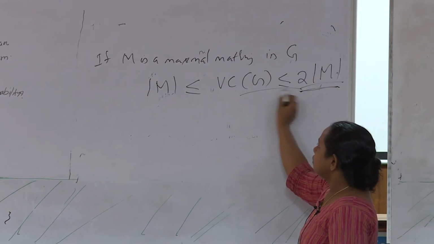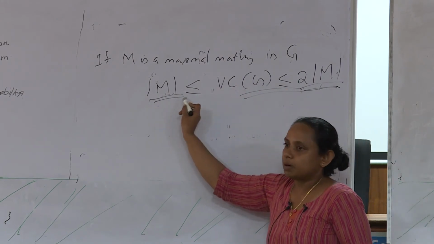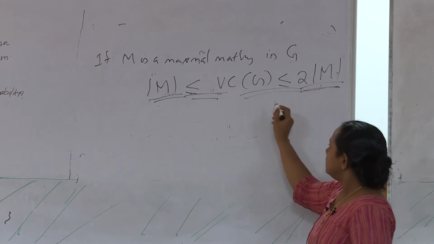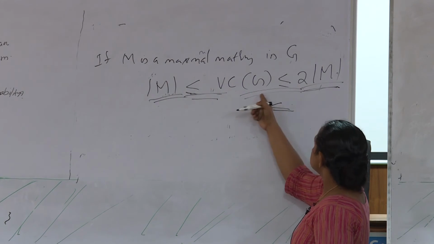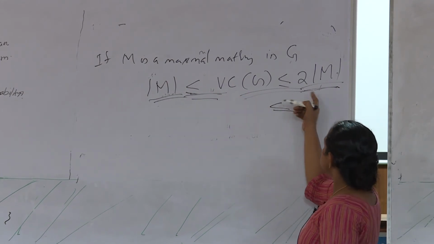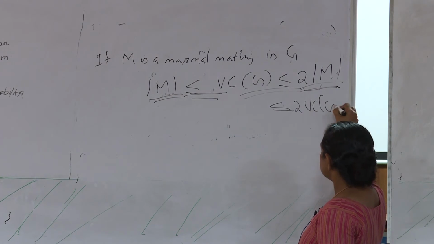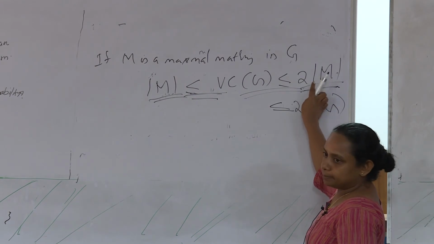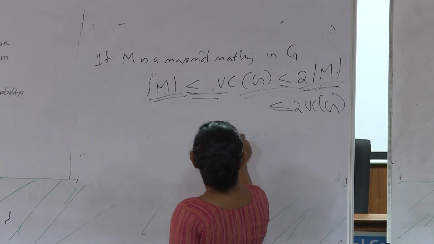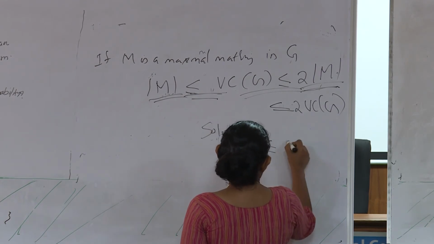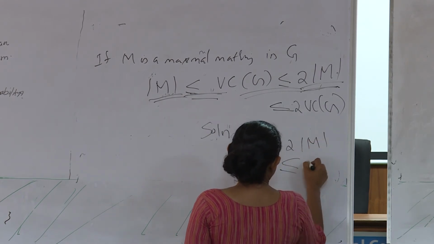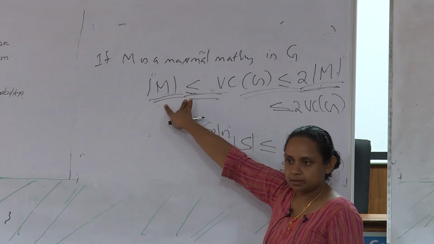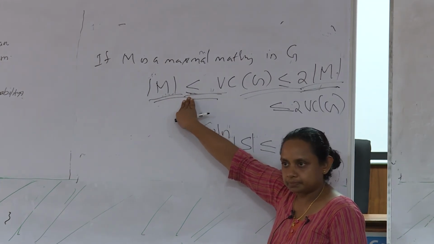After we got this solution, we also needed this lower bound relation to say that our solution is less than or equal to 2 times VC of G, because this relation holds. And our solution S is guaranteed to be of size less than or equal to 2M, which is less than or equal to 2 VC of G. This we concluded only by knowing this relation, a lower bound for the optimum.